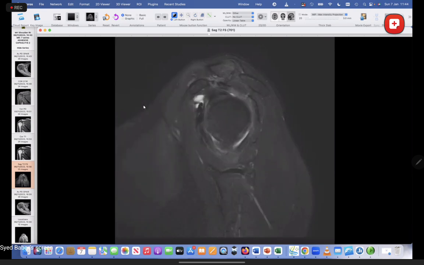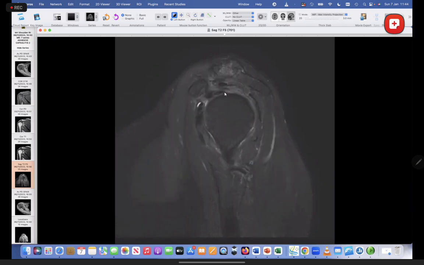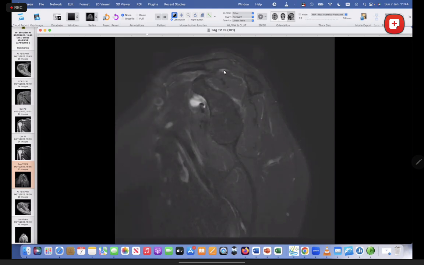And then, of course, I look at the muscles and the tendons. So we've looked at the AC joint. We now look at the muscles and the tendons. So what are the muscles? Let's look at the supraspinatus, which is the main muscle here.